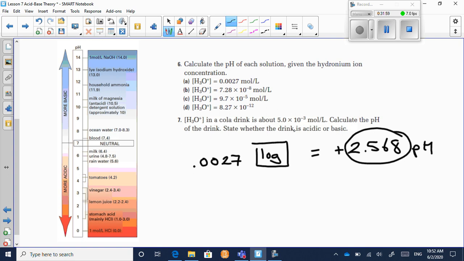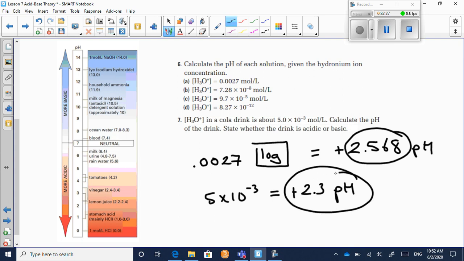Look at this. In a cola drink, it's 5 times 10 to the negative 3 moles per liter of hydronium. So let's try that one. On my calculator, I go second function log. So I bring the log up, and then I hit 5 exp, and then negative 3. And I get a value of negative 2.3, but we get rid of the negative. And so there you go. The pH of that cola drink is 2.3, and so therefore it's acidic. Remember, anything less than 7 is acidic.